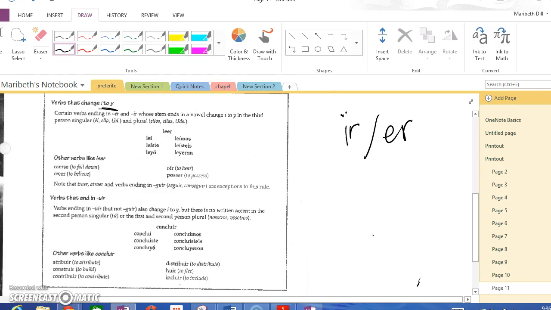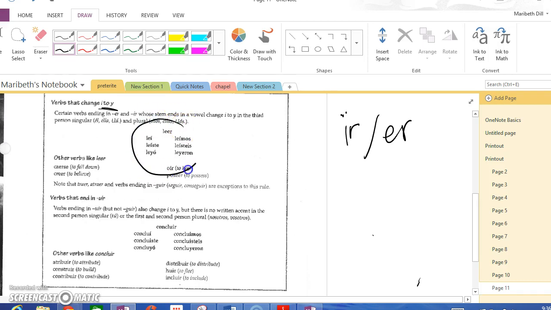Another thing they all have in common is they all have two vowels in a row in the infinitive. So leer has the two E's, caer has AE, creer, two E's, oír, an O and an I, poseer has two E's together, and all of these that end in uir have that U and that I together. Okay, so here's what happens when we have those vowels together.